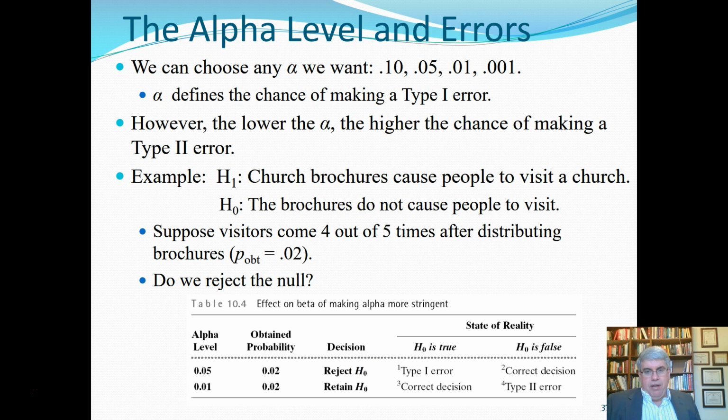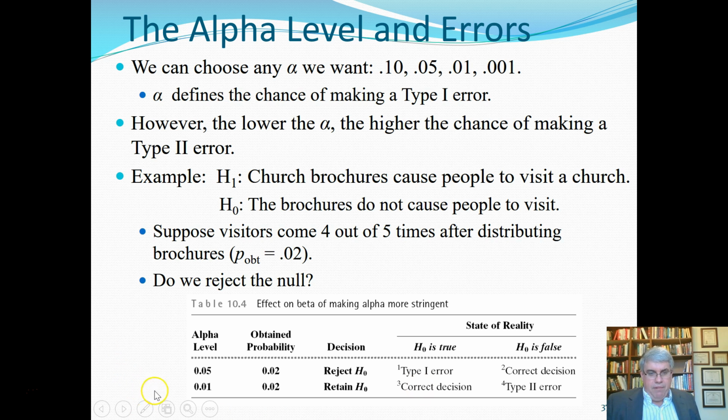Now, let's compare this to reality, because our rejecting the null hypothesis doesn't define reality. Suppose the null hypothesis is true, the brochures really don't work. Then we would have made a type 1 error. We saw a relationship that wasn't there. If we conclude that the null hypothesis is false, then we would have made the right decision. The brochures really do affect it, or cause people to come to church. So that's the alpha level of 0.05.